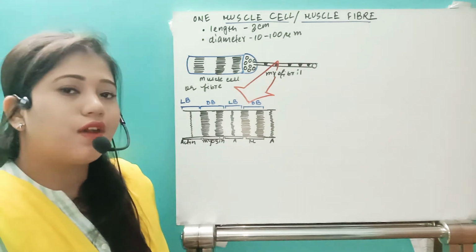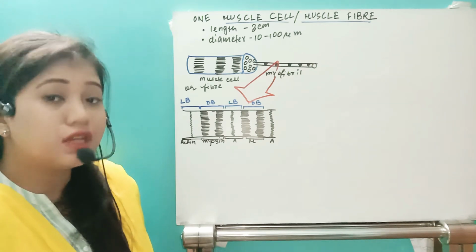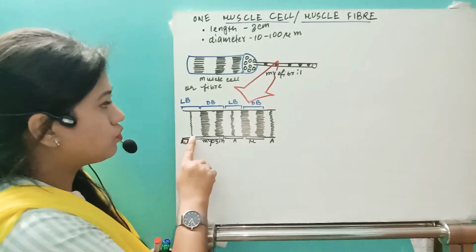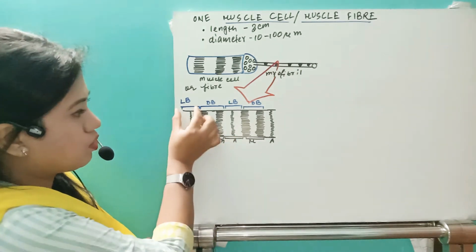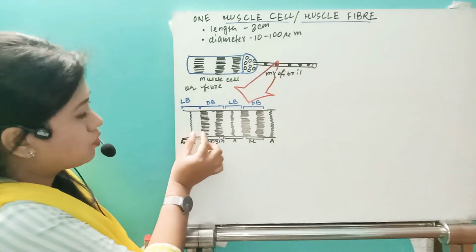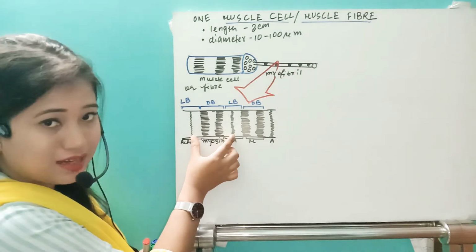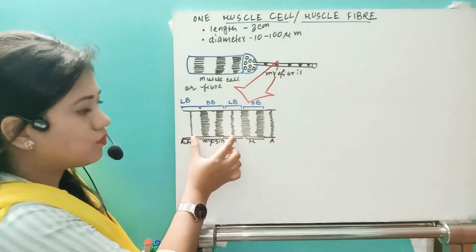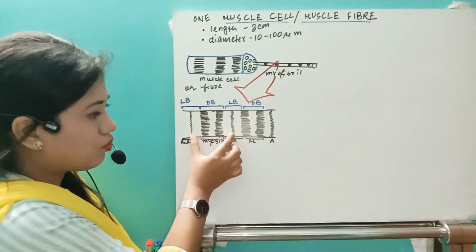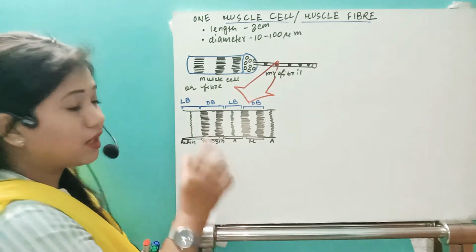So what is the functional unit of a muscle, the unit which is going to contract? It will be from half of the light band to half of the next light band. This is the whole light band, we divide it into two parts, this part and this part. So from half of the light band to half of the next light band, including the complete dark band, this will be the sarcomere. Understand?